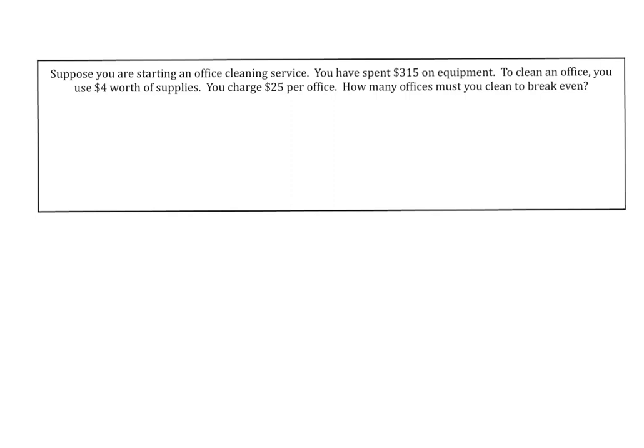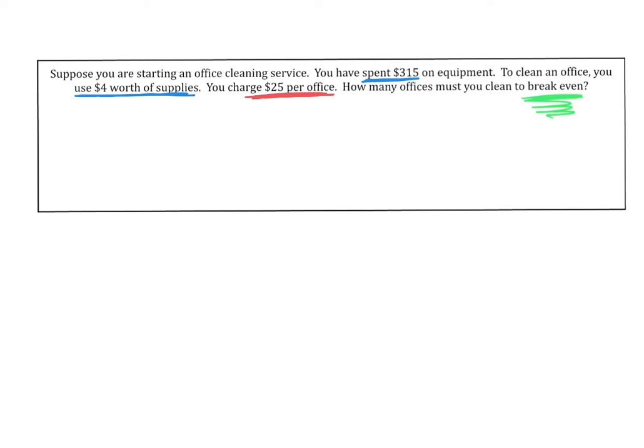Okay, last example is a story problem. Suppose you are starting an office cleaning service. You have spent $315 on equipment. To clean an office, you use $4 worth of supplies. So both of those represent you spending money. And then you charge $25 per office. So this is how much money you make. And then it is asking how many offices must you clean to break even.